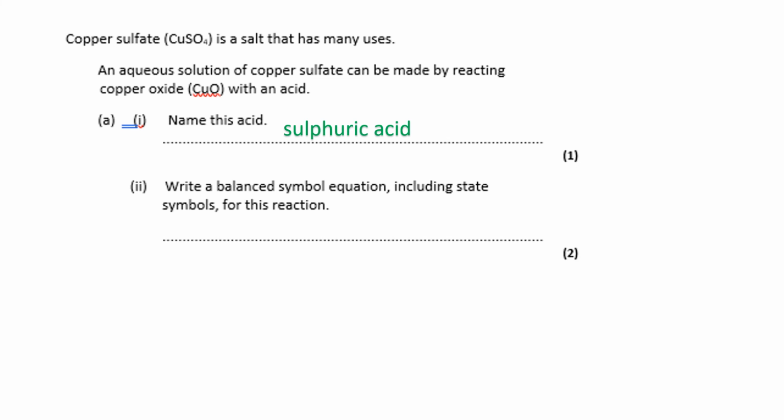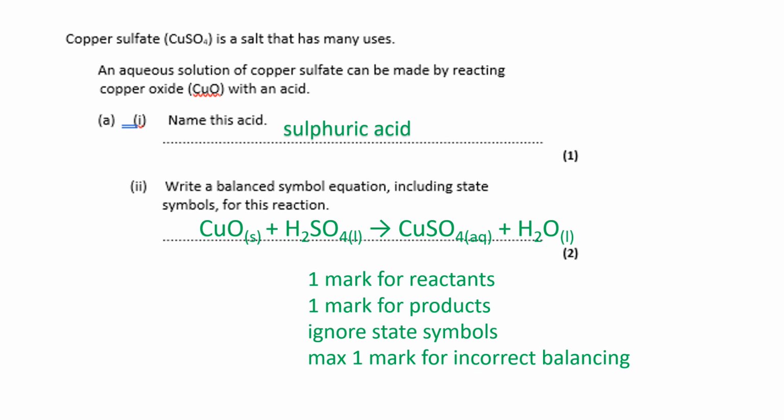Write a balanced symbol equation including state symbols for this reaction. Okay, so you might have thought, well, how am I supposed to know this? Well, you should have known this because this is part of the PAG, the required practical that you should know back to front. And so even if you weren't sure, you could look at the question. It gives you the formula for copper sulfate. It gives you the formula for copper oxide. You should know water is made. The only one that's not on this page, I think it was on the last page, was the sulfuric acid, but you should know it's H2SO4. So this is just really knowing your stuff.